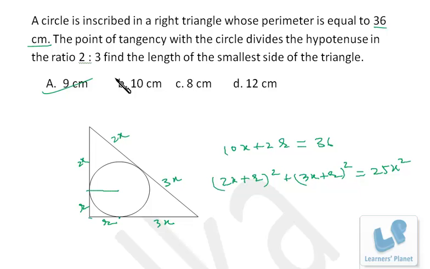Obviously it will be a bit lengthy, so the method that I discussed earlier is the best. You can go directly by options as well. You can choose the Pythagorean triplets where the sum is 36 centimeter. Okay.